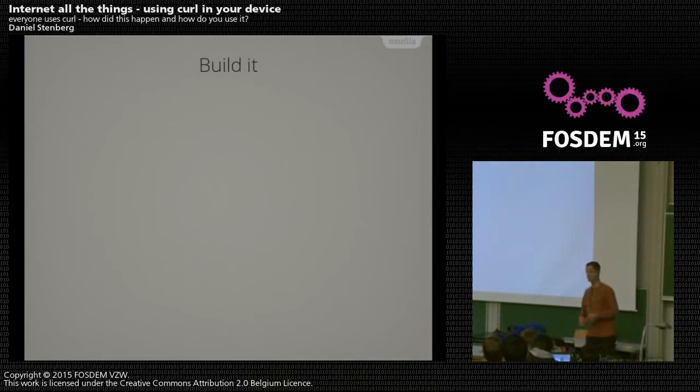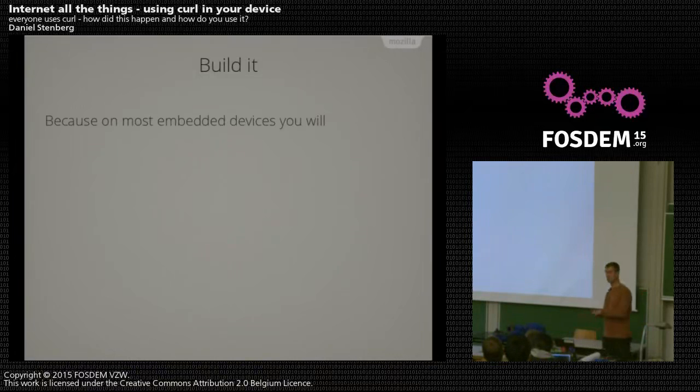Basically, since we're in the embedded room, embedded use, you often end up building libcurl yourself first because you have your particular need. If you're using it on the desktop, you probably just apt-get or yum install or whatever. But when you're doing it on embedded, you'll probably build it yourself. It's very easy, just configure, make, install. Well, mostly.